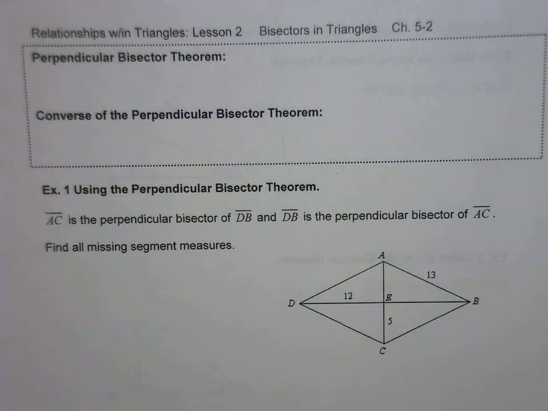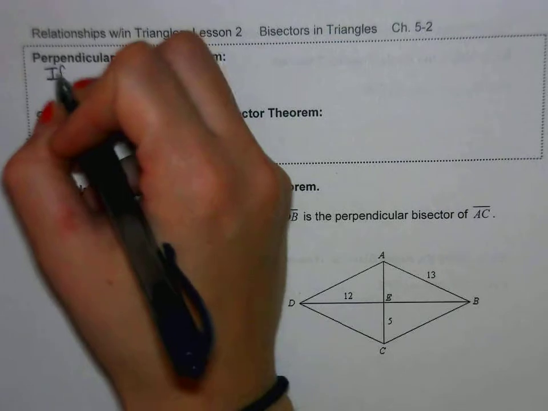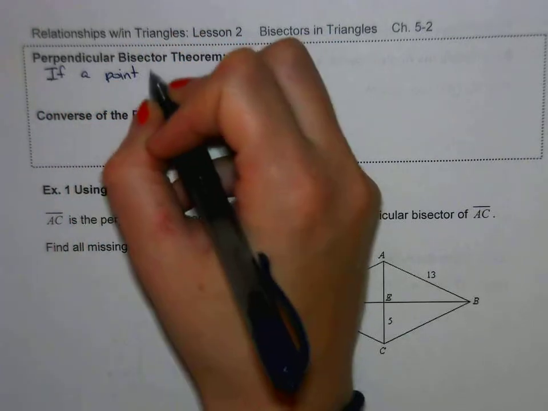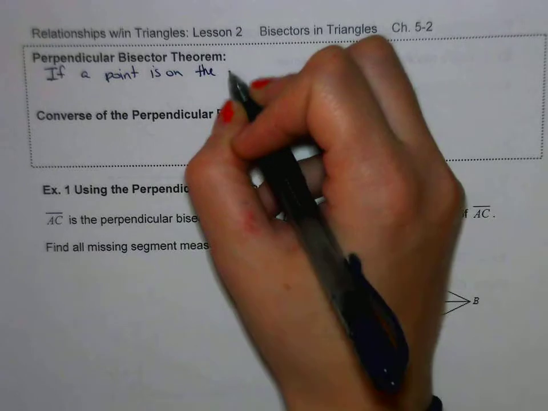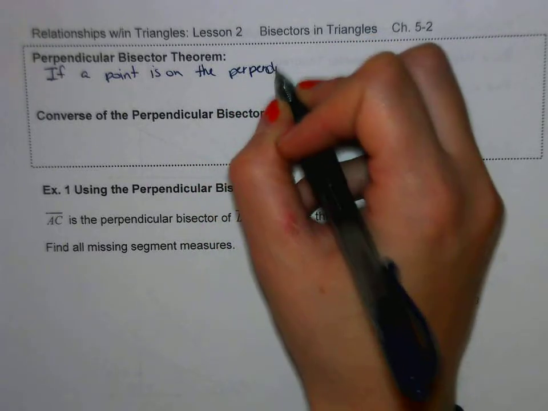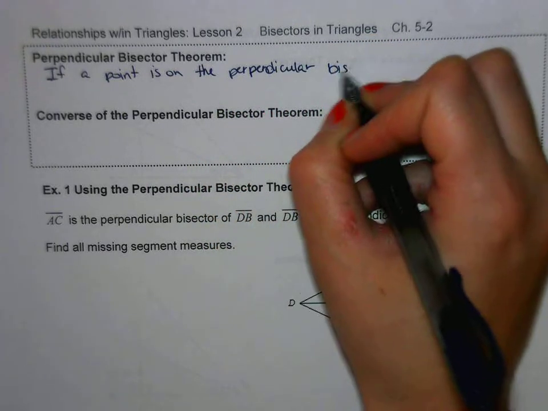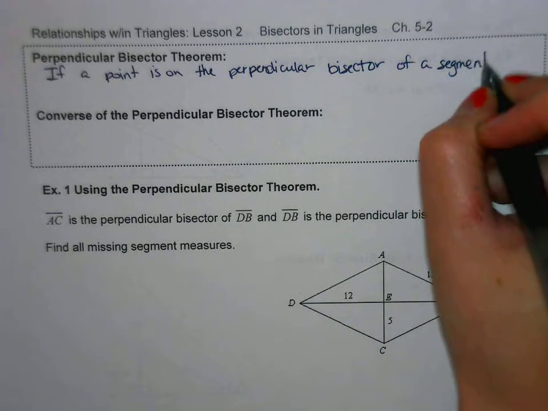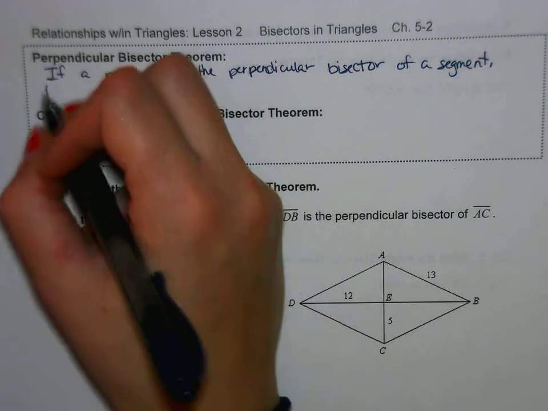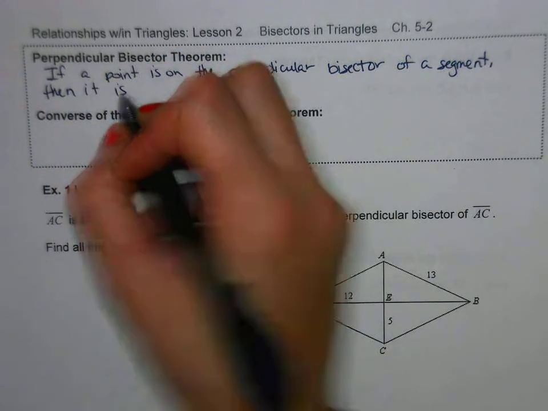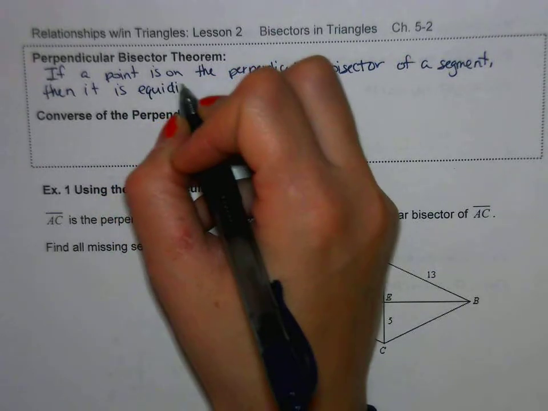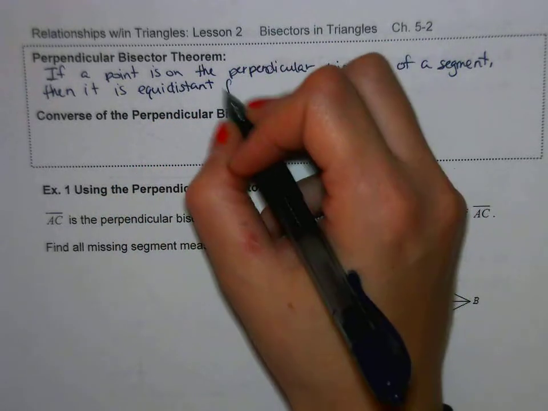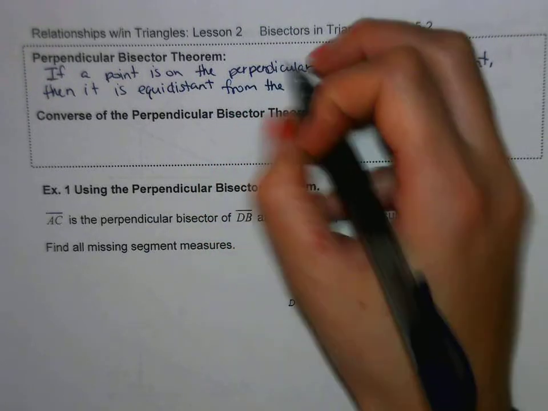Today we're going to be looking at bisectors and triangles. So the perpendicular bisector theorem states that if a point is on the perpendicular bisector of a segment, then it is equidistant from the endpoints of the segment.